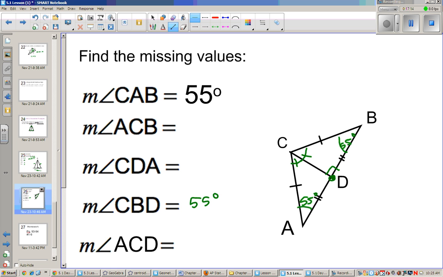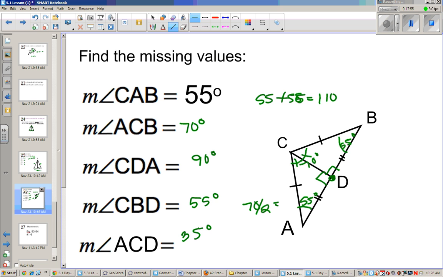And we can figure out what ACB is, this big angle, because a triangle has to add to 180 degrees. So 55 plus 55 is 110. So that must leave me with 70 degrees for this one. And CDA, this angle down here, since we know it's an altitude, has to be 90 degrees. And lastly, ACD, since it's the altitude, the median, and the angle bisector, it cuts this top angle in half of 70 degrees. So 70 divided by 2 will give me that final angle, which is 35 degrees.